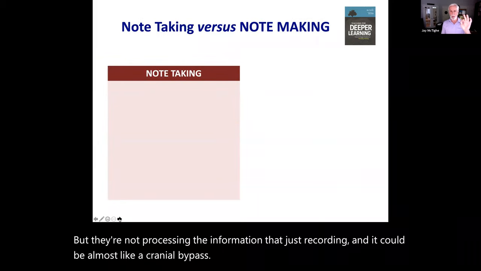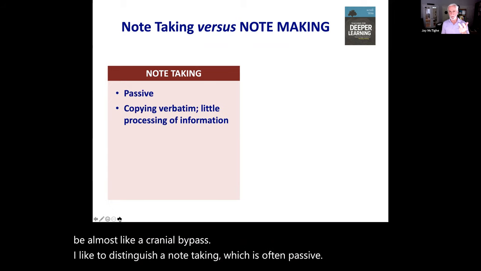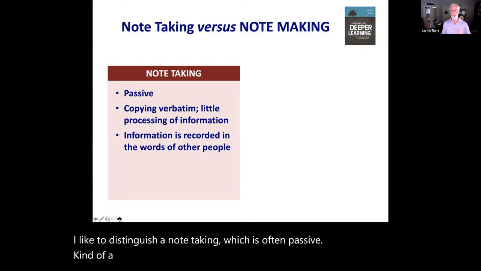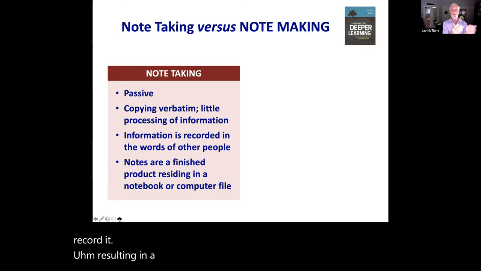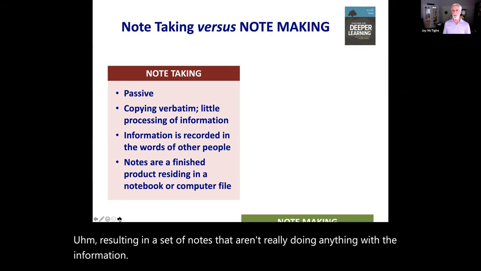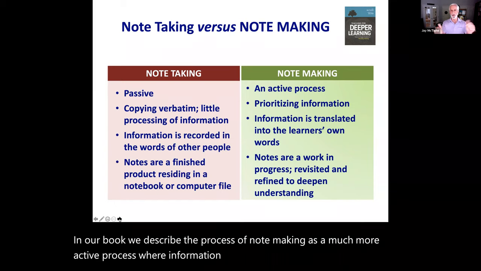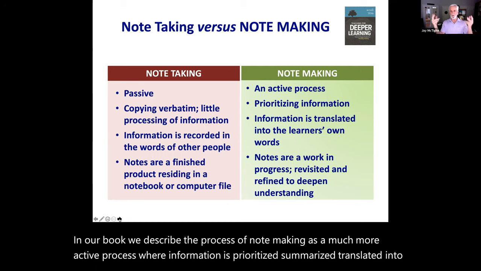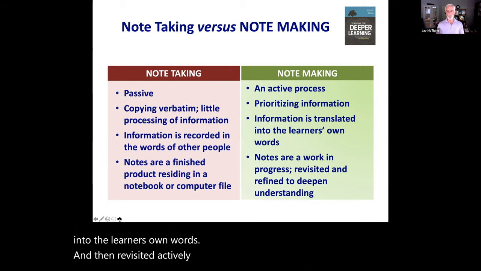So I like to distinguish note-taking, which is often passive, kind of a stenographer's approach, just copying information or trying to record it, resulting in a set of notes that aren't really doing anything with the information. In our book, we describe the process of note making as a much more active process where information is prioritized, summarized, translated into the learner's own words, and then revisited actively with further note making.